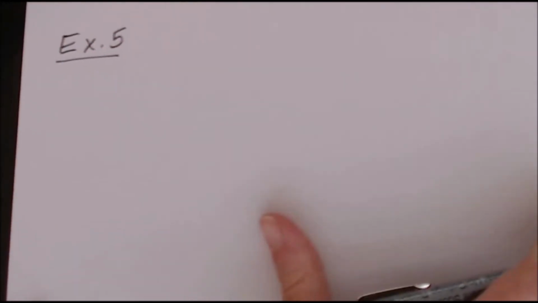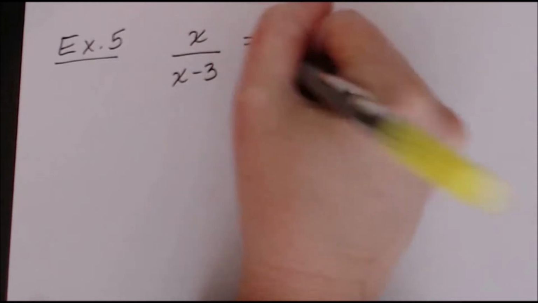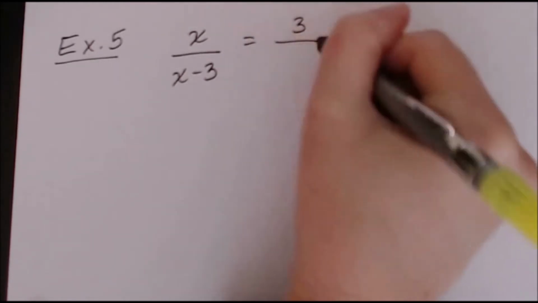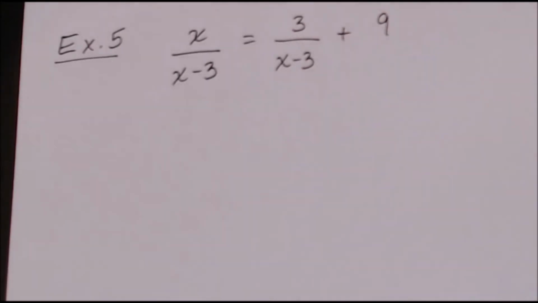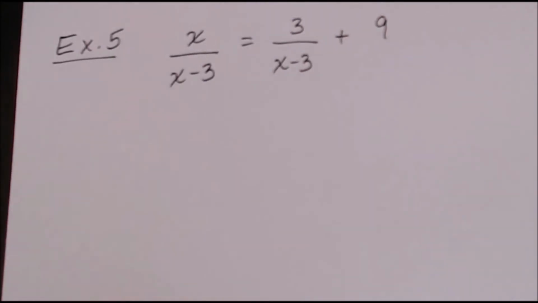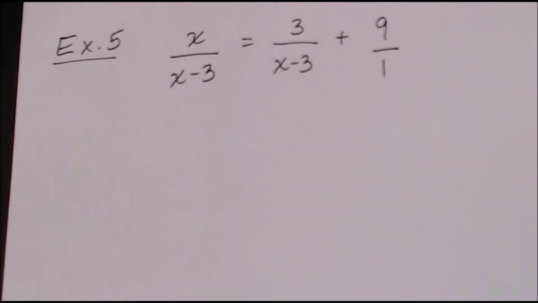Okay, let's go ahead and take a look at example 5. They're asking us to solve another rational equation. So this time we have x over x minus 3 equals 3 over x minus 3 plus 9. When I'm working with an equation where I've got fractions like this, I like to keep everything lined up. So I'm going to go ahead and put a 1 underneath that 9.